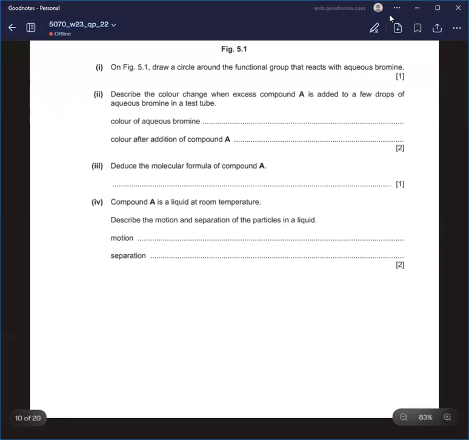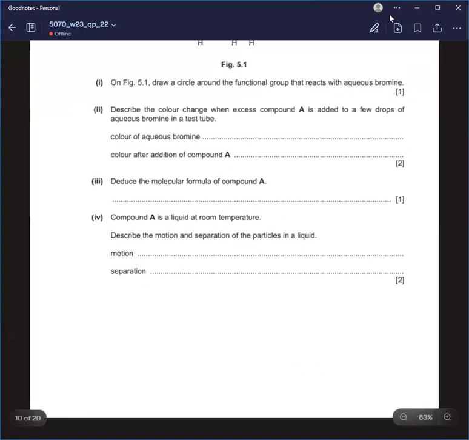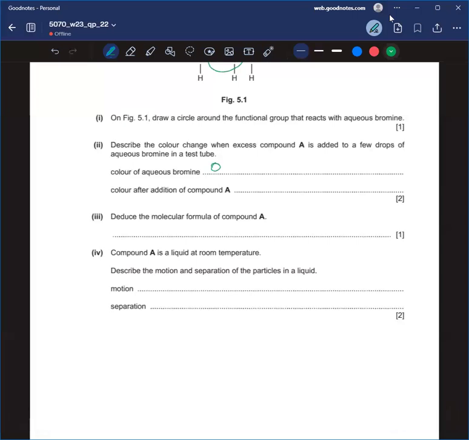Okay, part 2, describe the color change when excess compound A is added to a few drops of aqueous bromine in a test tube. As I told you earlier, C double bond C will react with aqueous bromine and decolorize it. But here they are asking the color of aqueous bromine, so we have to write here that the color is orange. Okay, and color after addition of compound A, I'll write decolorize.